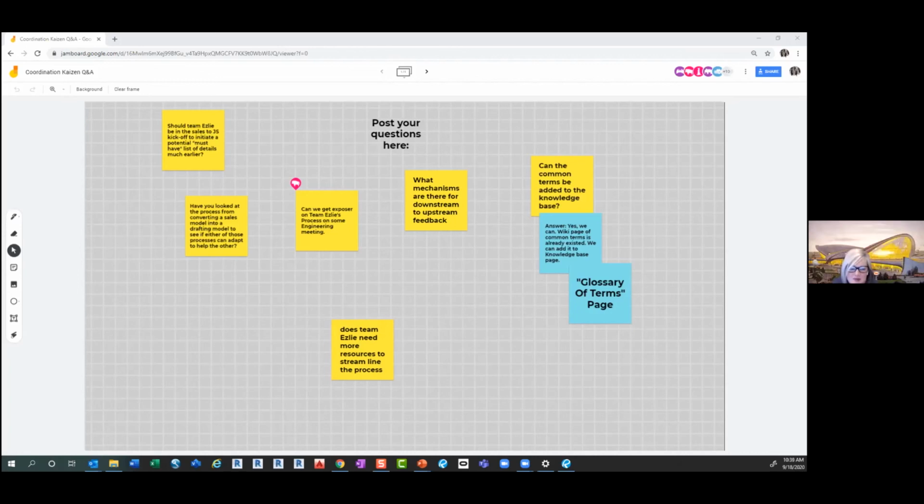Does Team Esley need more resources to streamline the process? That's a good question. We talked about that too. That's why we were trying to study the tact time. I believe that's part of that whole thing, when you're studying something like that, is to determine, are there enough people at that phase, or for us to meet that goal, do we need more resources? So that's part of what we're also wondering and questioning and talking about.